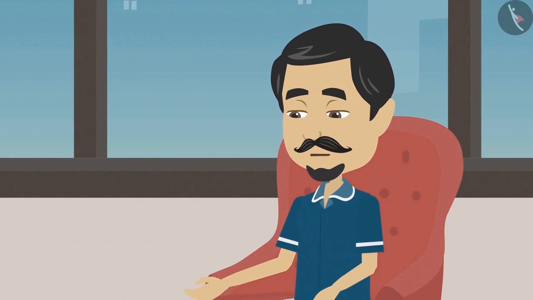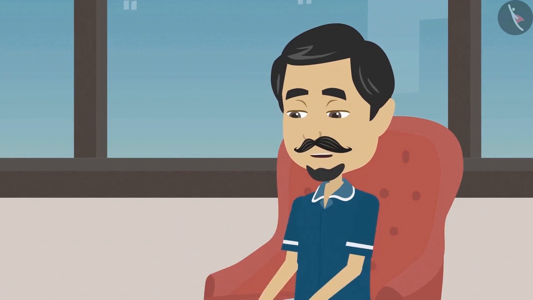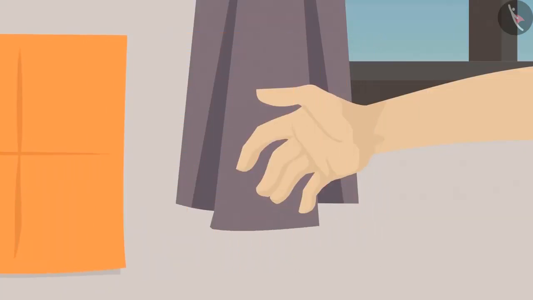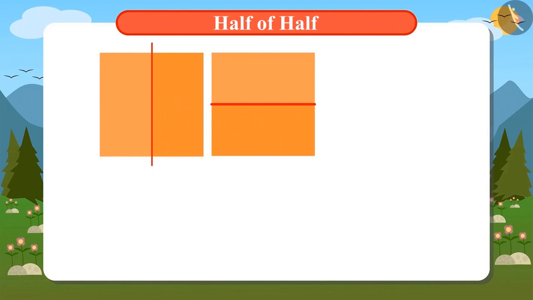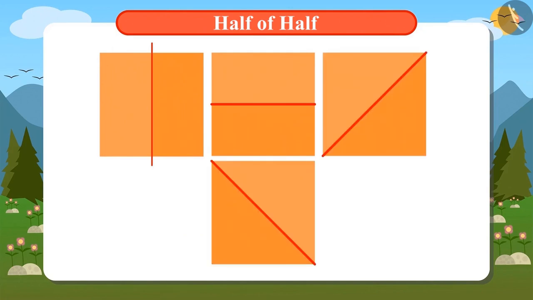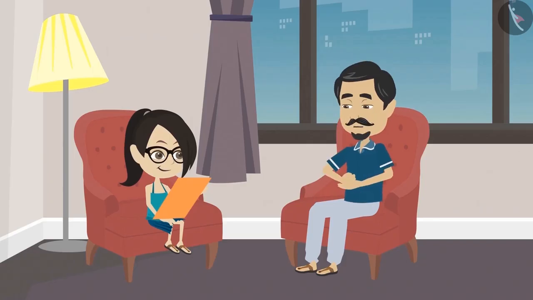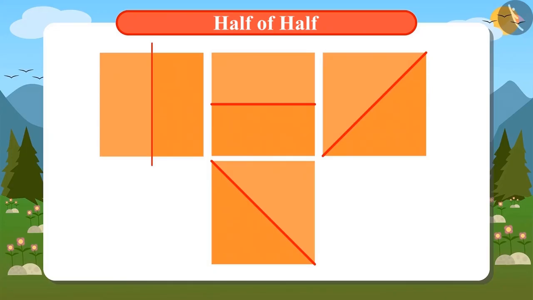First, you have to divide the field into 2 equal parts in different ways. And then, we will further divide those halves into 2 equal parts. Okay. You have already divided it into half in one way. I can divide it into half in 3 different ways. Like this, and like this. Absolutely correct, Vandana.